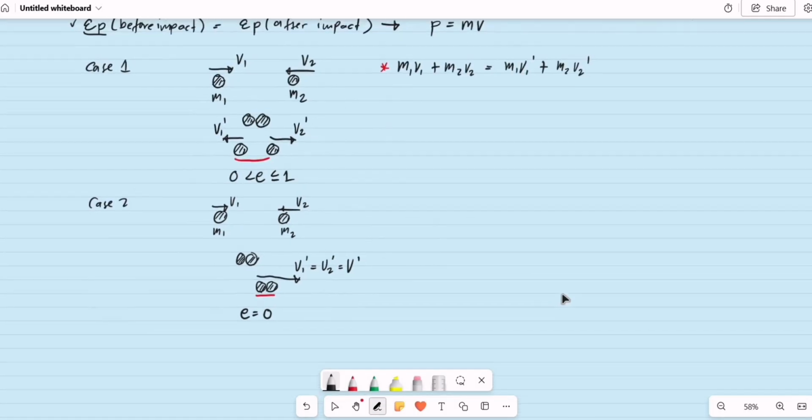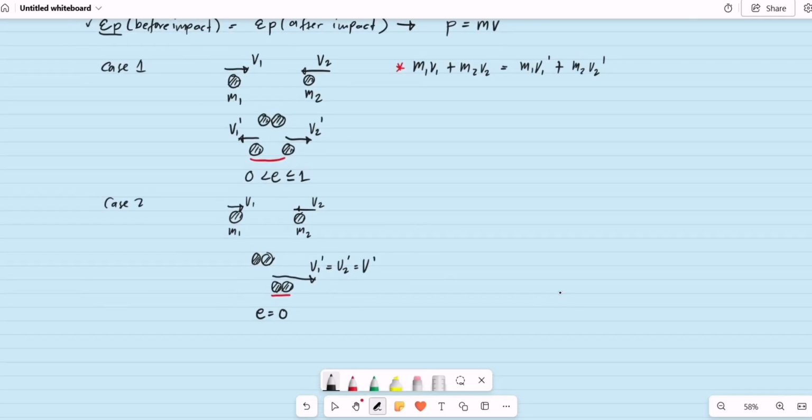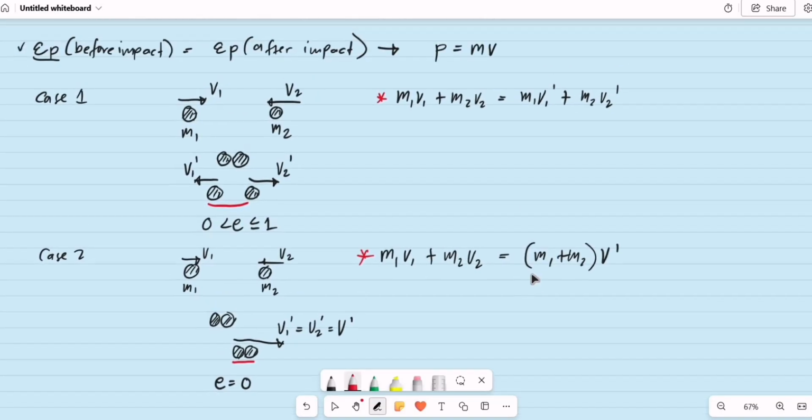So what will be our key equation for this one? The summation of momentums before impact, m1 v1 plus m2 v2, will be equal to the combined masses. Since they are to stick together, we have m1 plus m2, and since they are moving as one, we have a common velocity v prime. So this will be our key equation for case number 2.